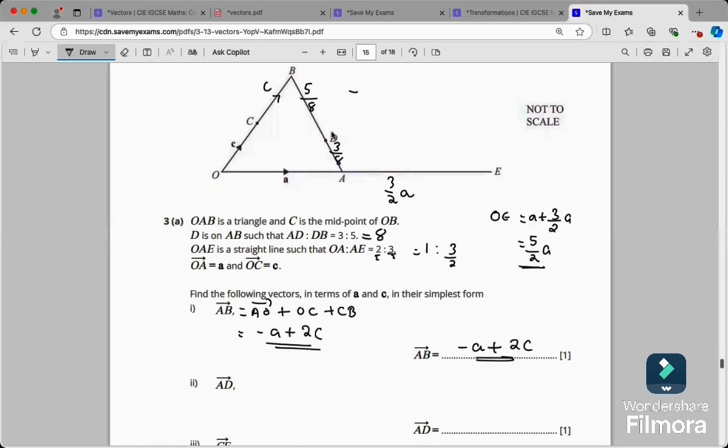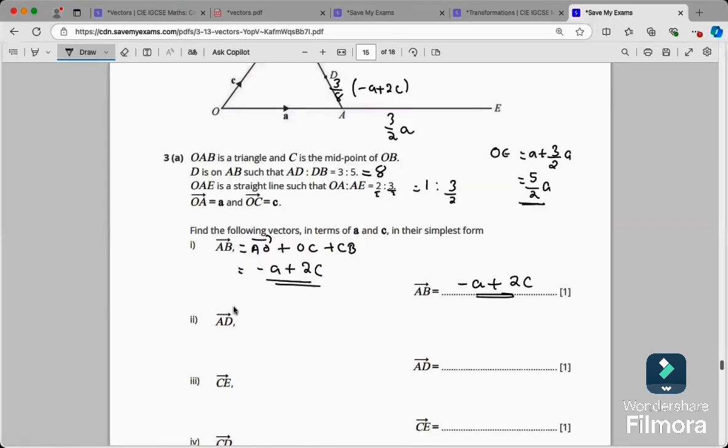So this will become AD is 3 by 8 of minus A plus 2C, as well as 5 by 8 DB, because it is on the line AB. Now you need to find out AD. So the ratio is 3 by 8. The fraction is 3 by 8 on the line AB, and the AB we just found as minus A plus 2C. So you will write it as 3 by 8 of minus A plus 2C.